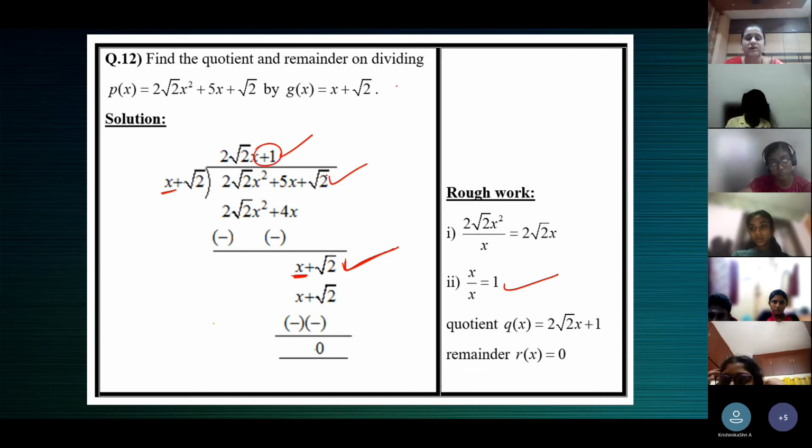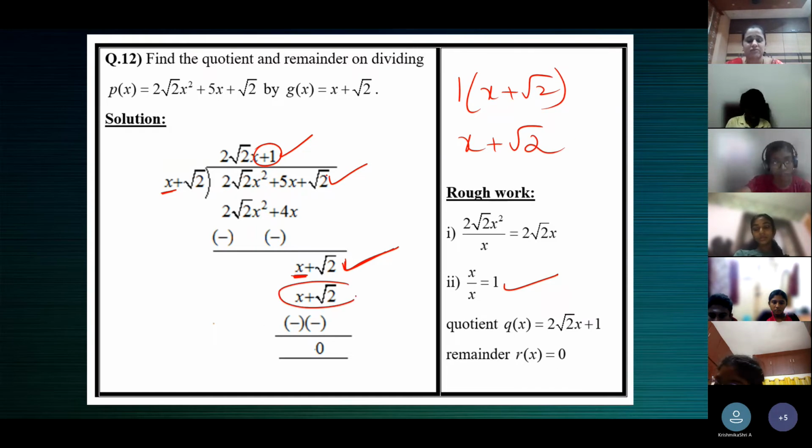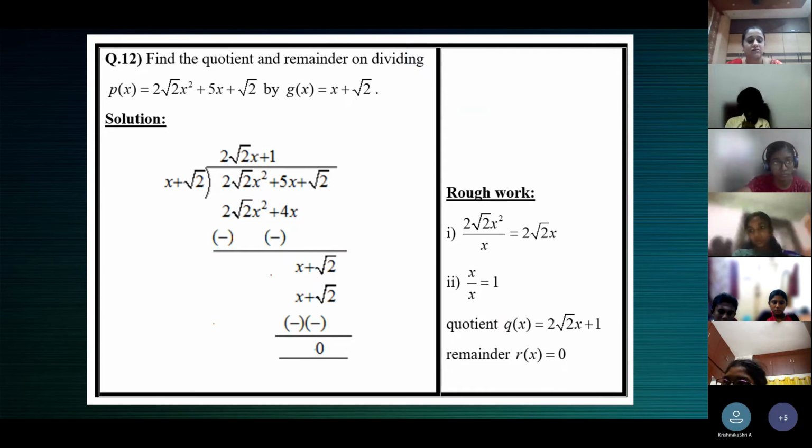Plus 1. So again, you need to multiply 1 with the divisor x plus root 2. So you will get the same thing, x plus root 2, and that's what you should write here. Change the signs. So plus becomes minus. So x minus x, plus root 2 minus root 2, 0. So this is the quotient.